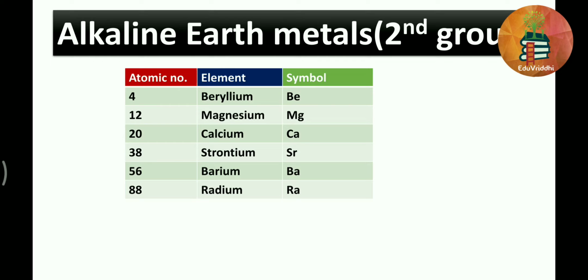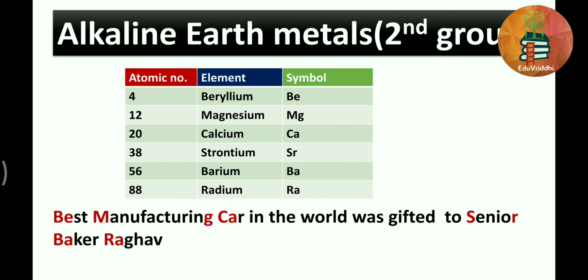So the sentence for remembering alkaline earth metals goes like this. Best manufacturing car in the world was gifted to senior baker Raghav. So in the word best we have Be, that is beryllium. In manufacturing we have Mg, that is magnesium. In the word car we have Ca, that is calcium. And in the word senior we have Sr, that is strontium. And in the word baker we have Ba, that is barium. And in the name Raghav we have Ra, that is radium. So this is the sentence for remembering alkaline earth metals.